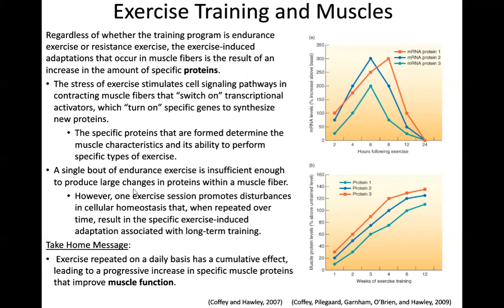So that's a long-winded way of saying that exercise repeated on a daily basis has a cumulative effect, leading to a progressive increase in specific muscle proteins that overall improve muscle function. So you continuously stress the muscle, we end up producing more proteins. More proteins help our muscles function better as we exercise. And that is just what's taking place inside the muscles. Obviously, other adaptations throughout the body take place, which we'll talk about, changes to the cardiovascular system, how our heart rate and our blood pressure change, as we'll get into later in the semester.